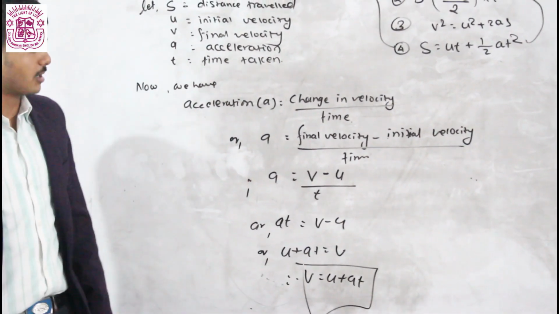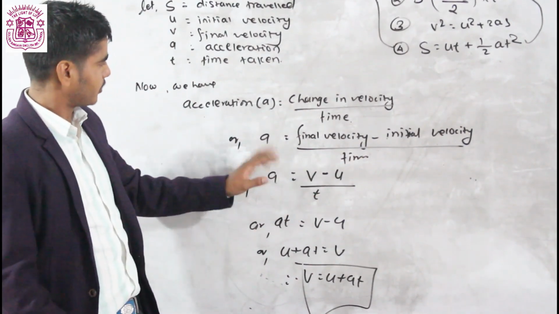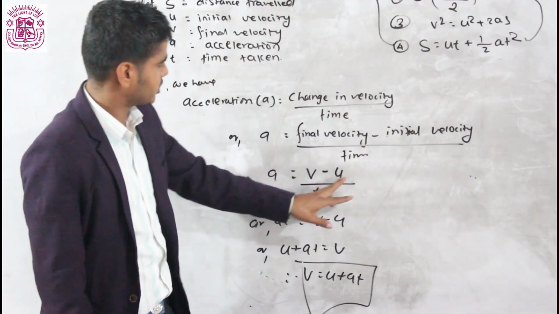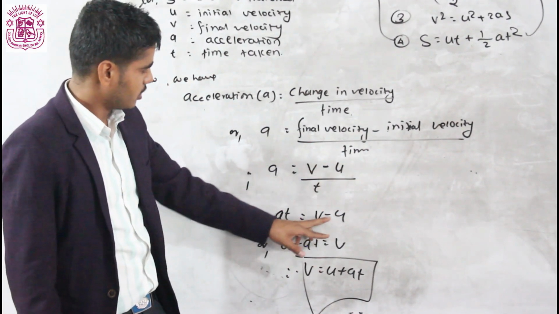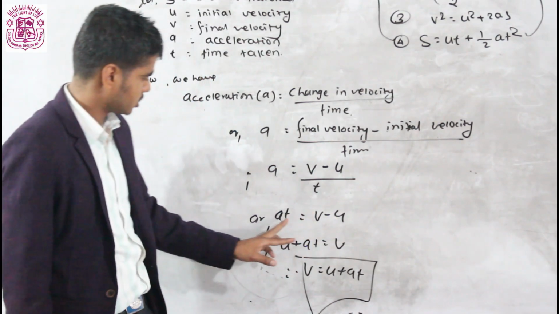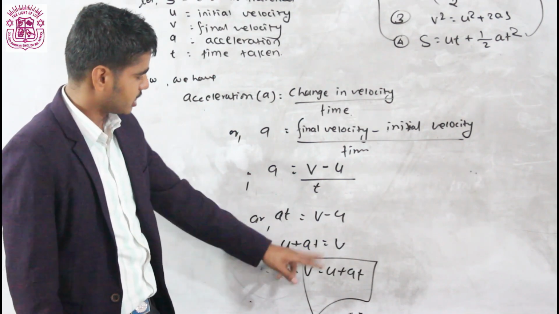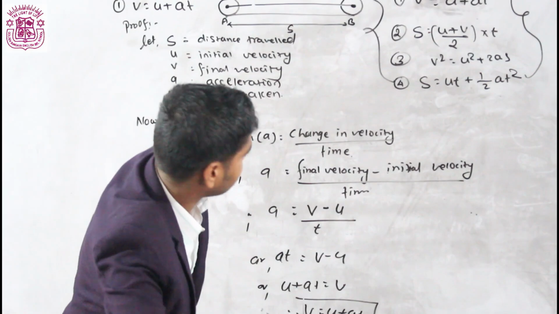I think it is not difficult to prove. Just change in velocity, final velocity minus initial velocity, by time taken. From the definition of acceleration we can do it. a is equal to v minus u by t, where final velocity is v, initial velocity is u, and time taken is t. at is equal to v minus u. When that negative u goes before the equal sign, it becomes plus, minus becomes plus. v is equal to u plus at. That is the proof of the first statement, and it is not hard to prove.